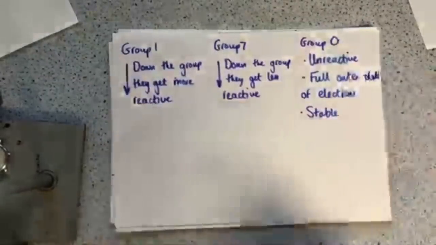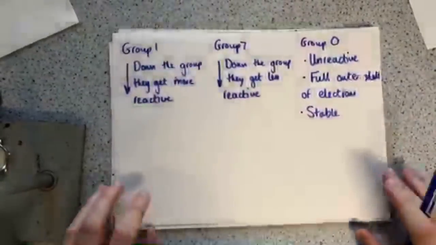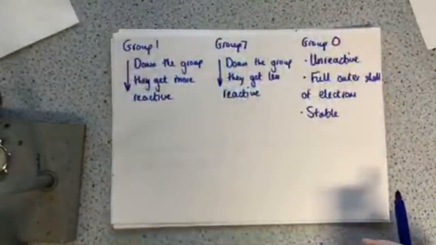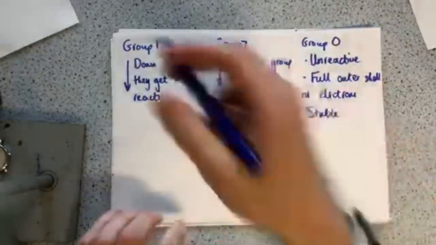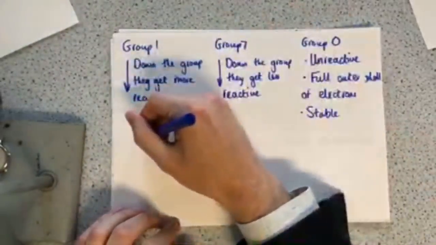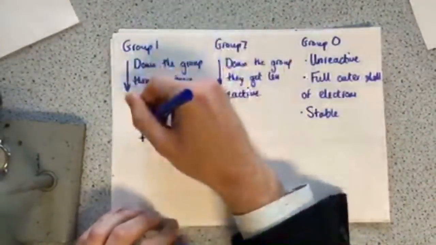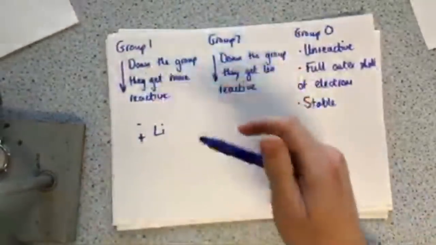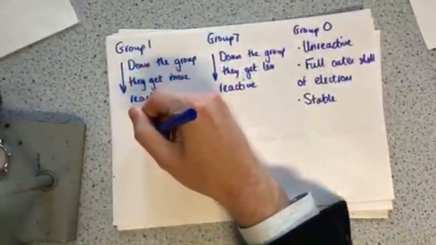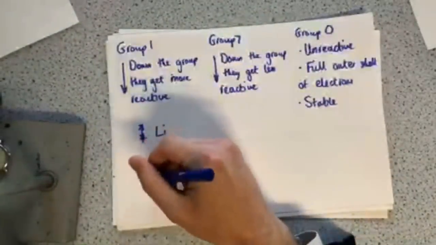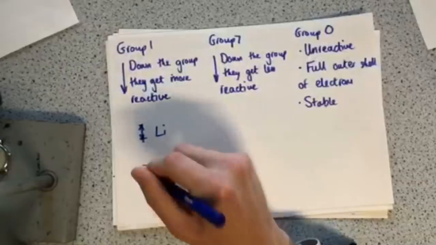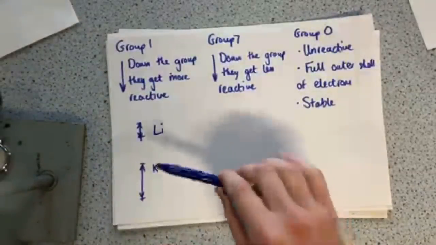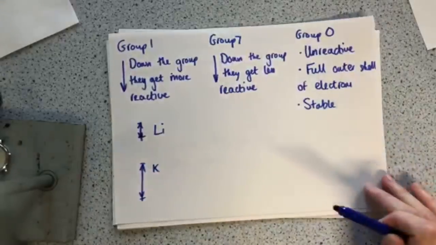So going back to group 1, as we said, going down the group they get more reactive, and the reason for that is all to do with the distance between the nucleus, which is positively charged, and the electrons on the outside. So if this was lithium, the distance is quite small. However, by the time you get down to potassium, the distance is much further, so therefore it's much harder for potassium to hold on to that outer shell electron, so it loses it very easily.